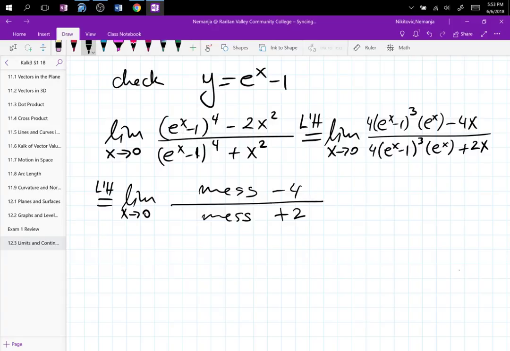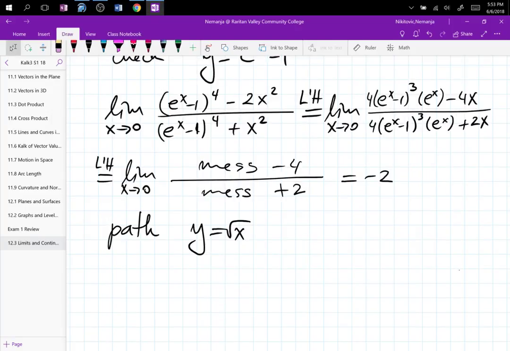So can we just do that? Negative 2. Great. Path y equals root x. Can we write mess and trust that it equals 0? Yeah, I should. Is it?